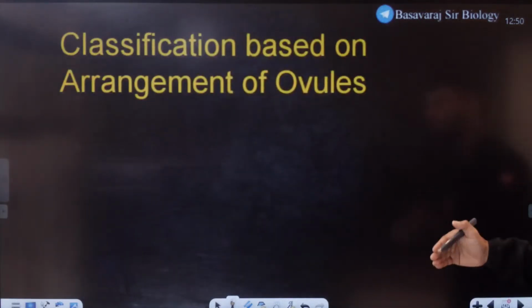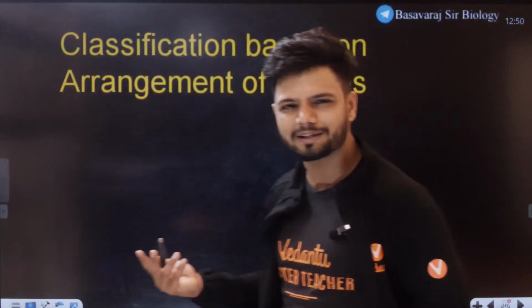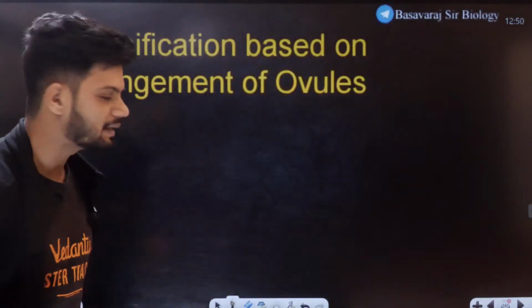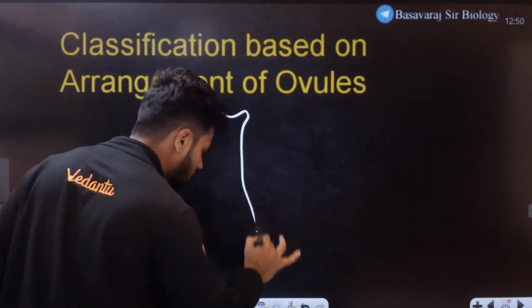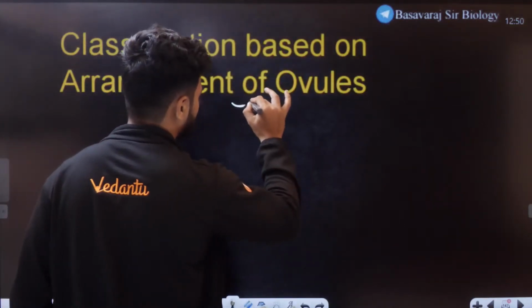Classification based on arrangement of ovules. What do I mean by that, students? For example, students, this is a sigma. Students, number 4.